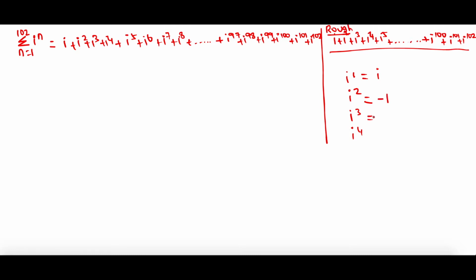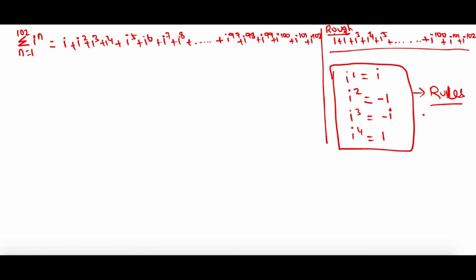What is i square? i square is nothing but minus 1. What is i to the power 3? i to the power 3 is minus i. What is i to the power 4? It is nothing but 1. We are going to solve the whole sum by remembering these rules. These rules are formulas, you can call them. I'm going to repeat it for you: i power 1 is i, i square is minus 1, i power 3 is minus i, i power 4 is 1. Now we have got all the values.